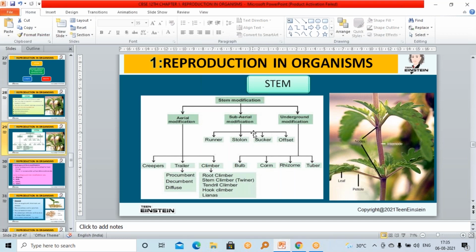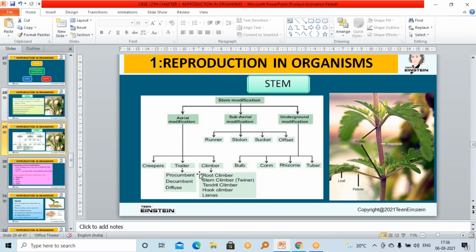Next is the different types of stem modification. In the chart you can see stem modification and types of stem modification. There are aerial, subaerial, and underground stem modifications. In aerial stem modification, the types are creepers, trailers, and climbers. In subaerial stem modification, the types are runner, stolon, sucker, and offset. In underground stem modification, you can see bulb, corm, rhizome, and tuber.